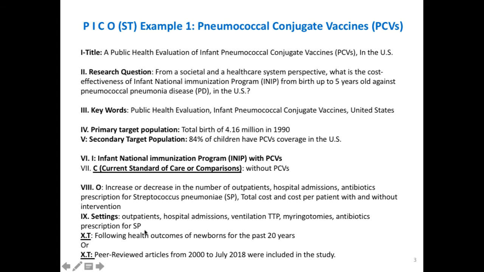prescription for streptococcus pneumonia. There are two timings that you have to mention in literature review. One is the following the health outcomes of newborn for 20 years, and the other one is the inclusion of articles in your research study. For example, here the peer-reviewed articles are included from 2000 to 2018.